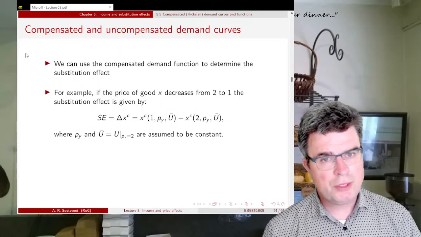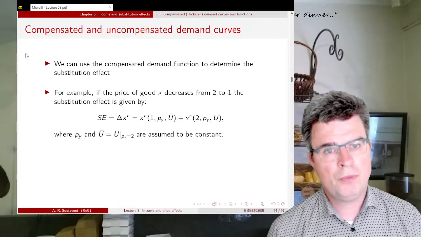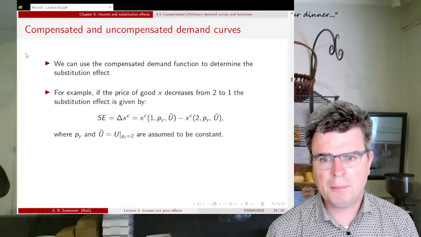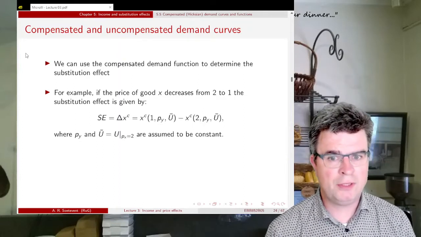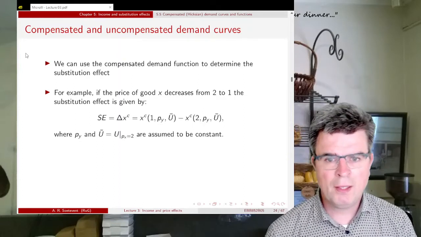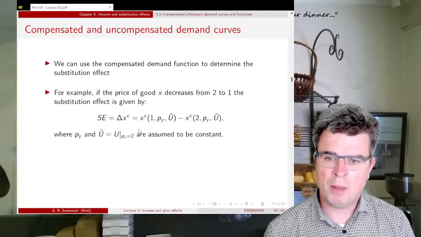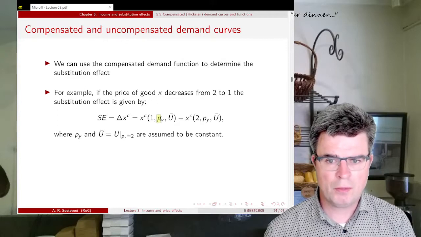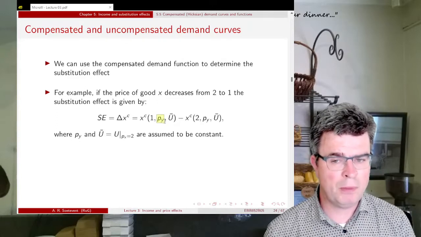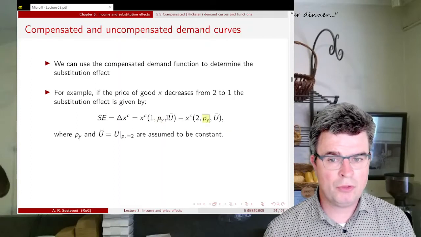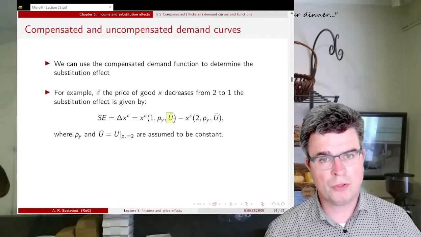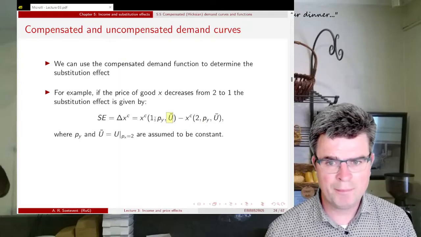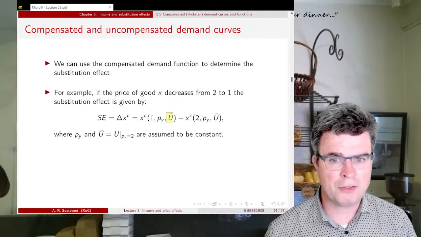Okay, so we can use the compensated demand function to determine the substitution effect. And let's do one numerical example. Suppose now that the price of good X decreases from 2 to 1, then the substitution effect is given by the change in compensated demand. So the price of the other good Py doesn't change. We want to tie the individual to the same indifference curve, which fixes the utility level at the initial level U bar. And the thing that changes is the price of good X.